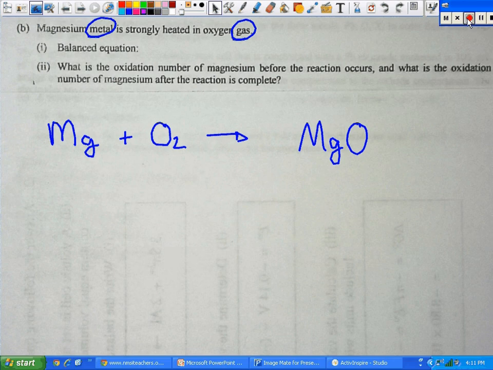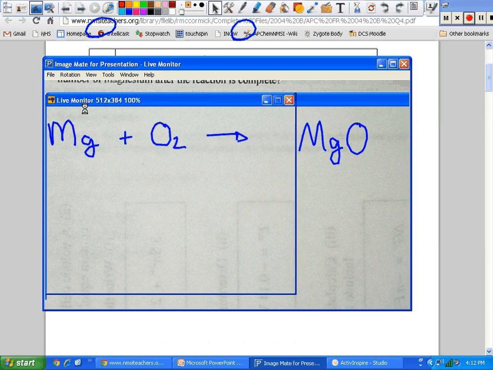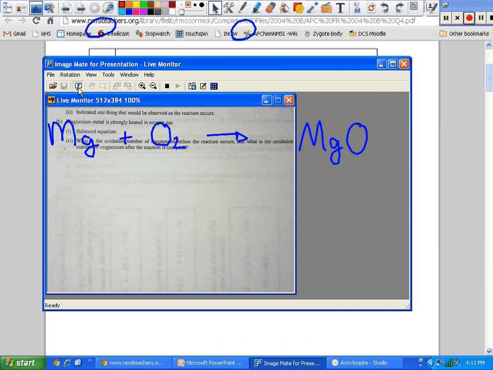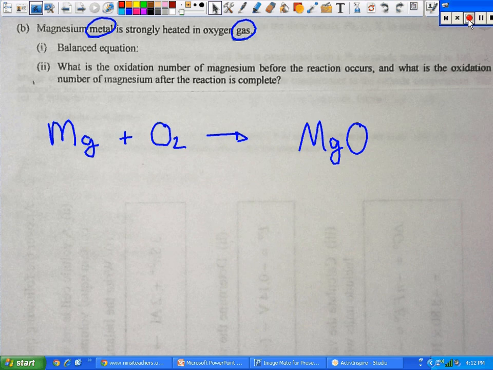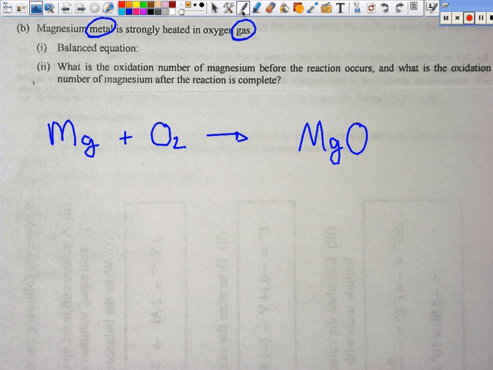Okay, I'm going to have to pause it now. This went from neutral to a 2 plus. This went from a neutral to a... So did states of matter change? Yeah, because this was a solid, this was a gas, and now this is aqueous. So we have a change in oxidation state and a change in states of matter.